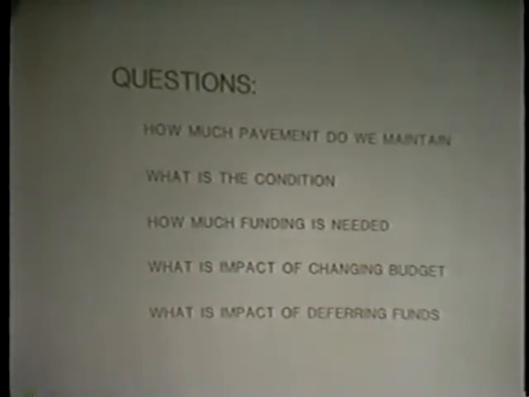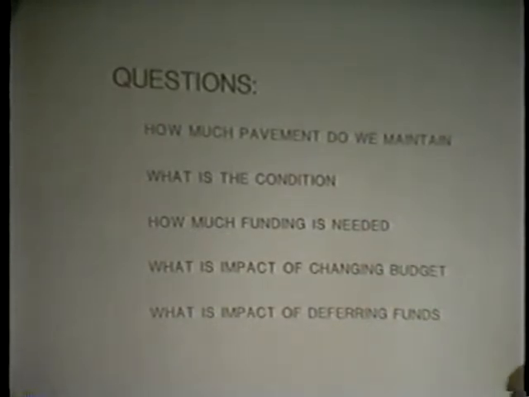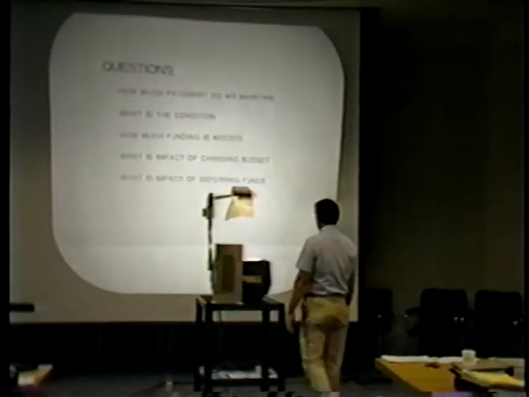The first one is what we call network breaking, or it's taking your network and subdividing it into management units, and that's really question 1. How much pavement do we maintain, and what kind of pavement is it, and so on. The second training session addresses the second question, what is the condition? It's the Pavement Condition Index survey and pavement distress identification to identify the condition of it.